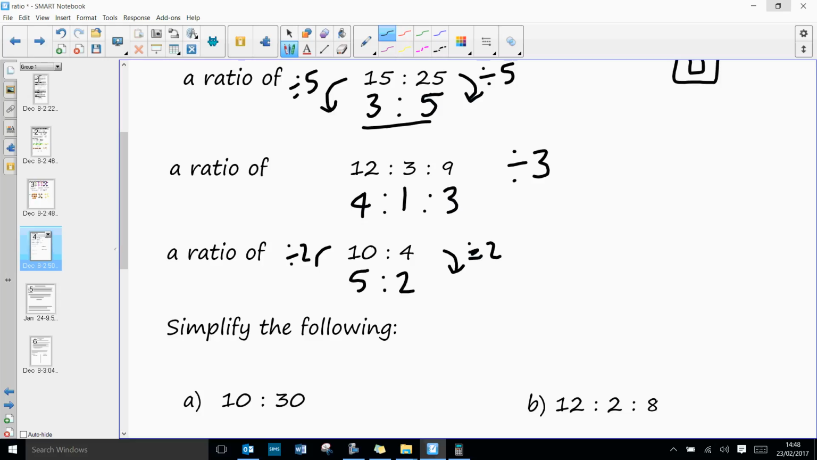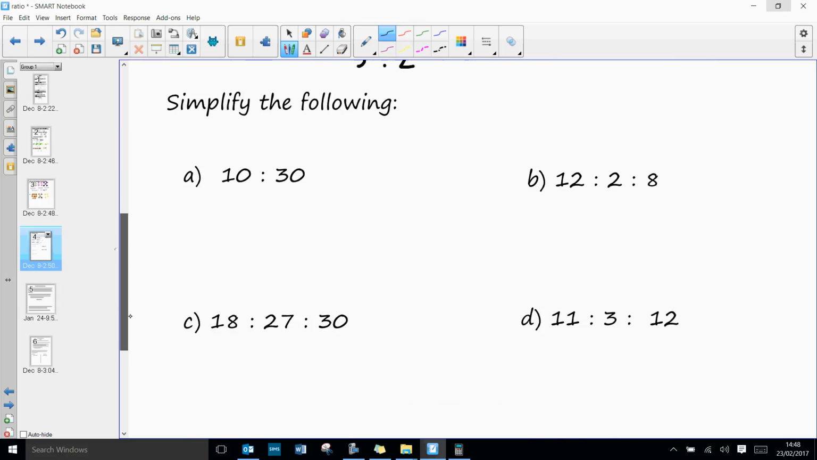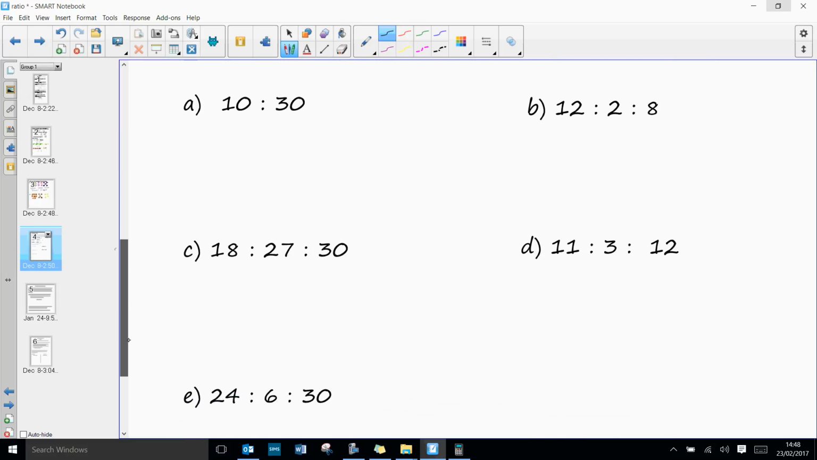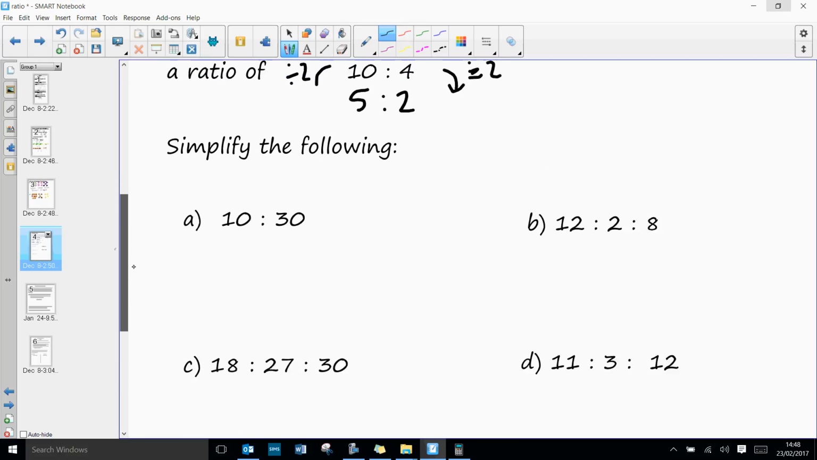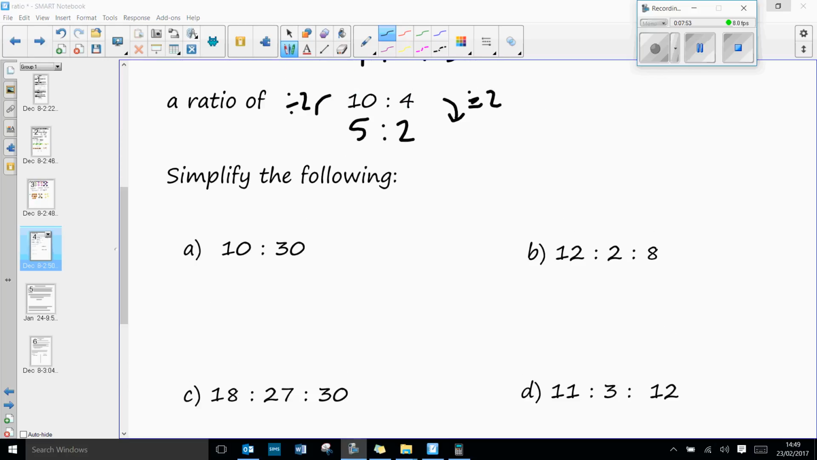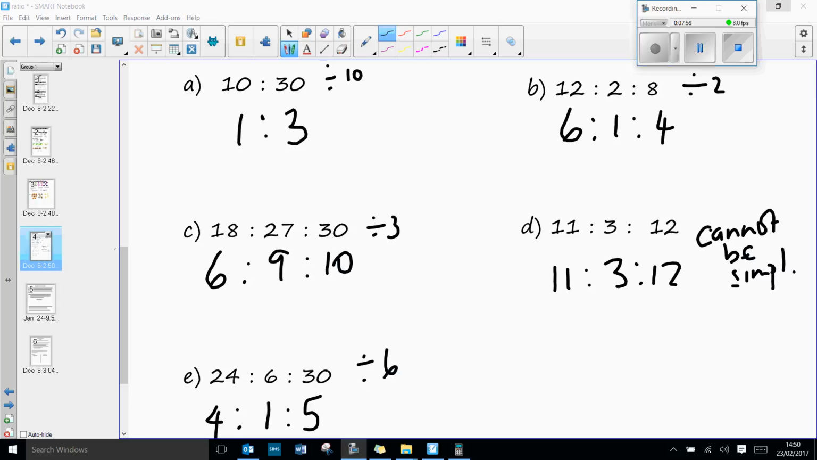So here's some examples. Perhaps pause the video now and check the answers afterwards. Okay, so there are the answers there. You'll note that D cannot be simplified. No numbers go into 11, 3 and 12.